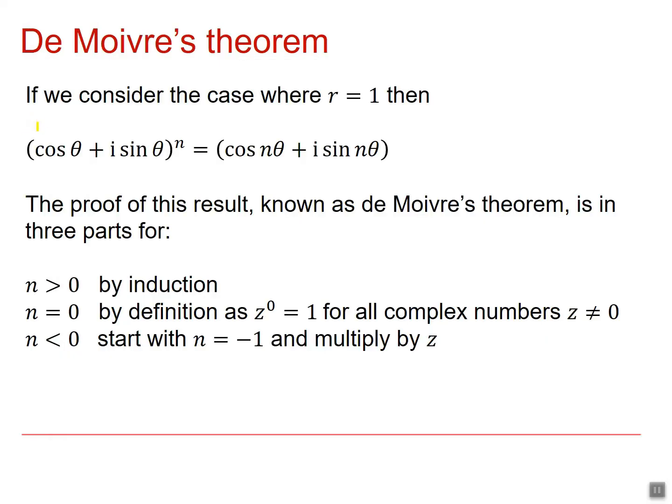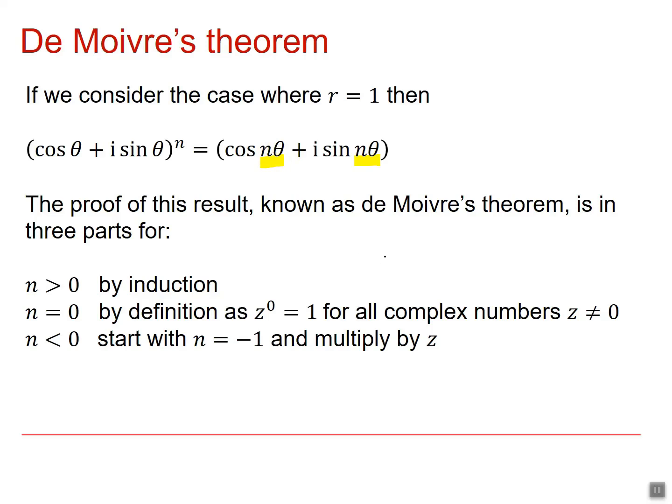So as we've just seen on the dynamic plot, if we consider the case where r equals 1, then cos theta plus i sine theta to the power n becomes cos n theta plus i sine n theta. The modulus starts out at 1 and therefore remains as 1. We're going to use this result in quite a few ways, but not least to look at cosines and sines of multiple angles.